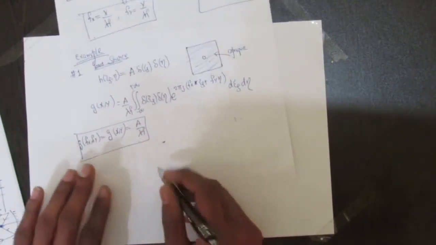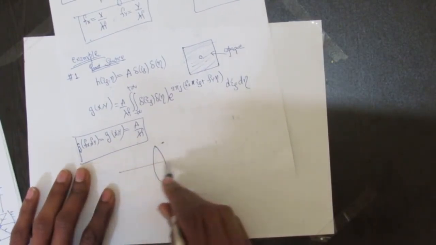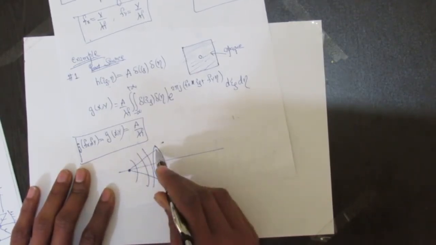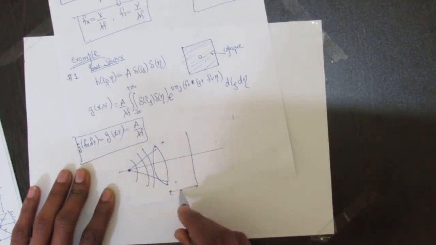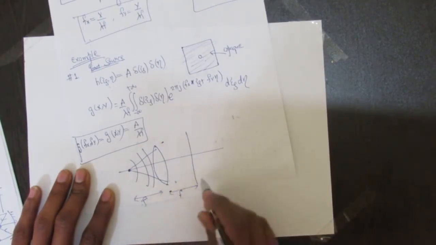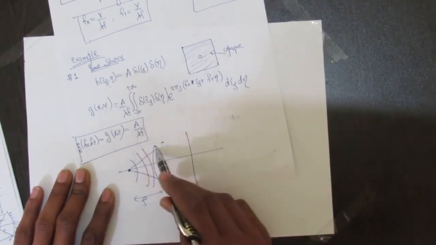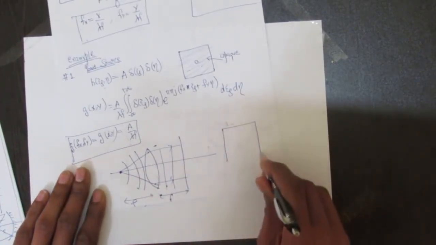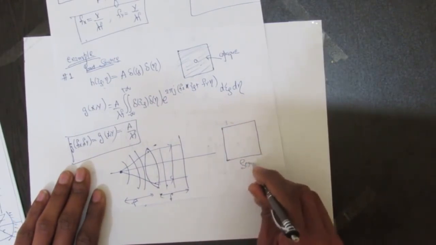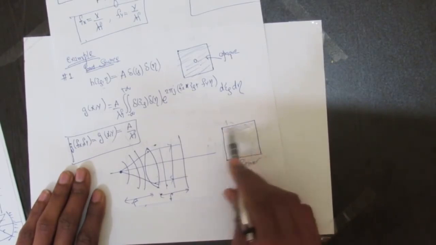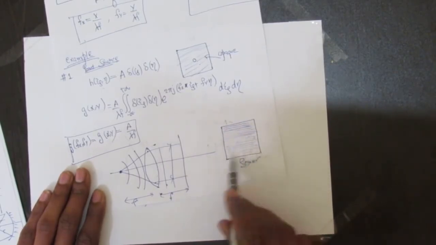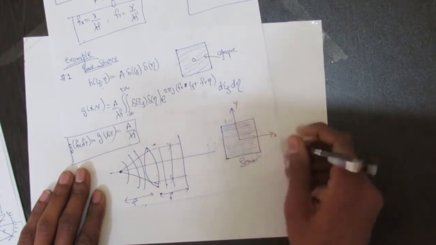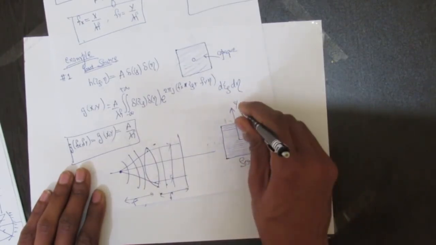Let me draw the diagram again for you very quickly. You have a point source which is giving you a diverging wave, and you have a screen at a distance small f behind the lens. You get a constant, and constant means you get constant illumination. If this is your screen, then you get constant illumination. And this was your x, y, or equivalently fx and fy.